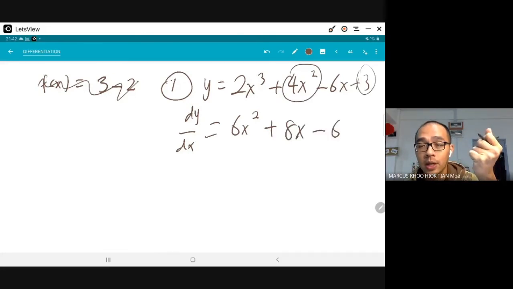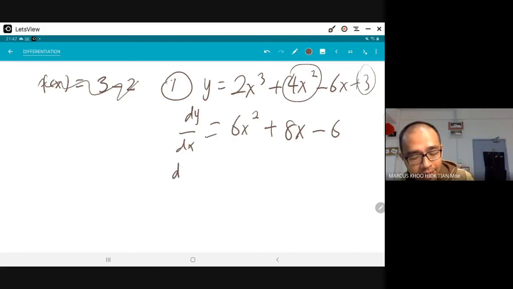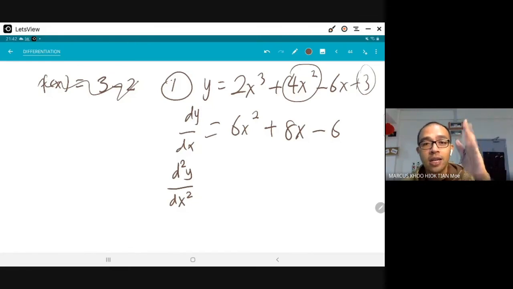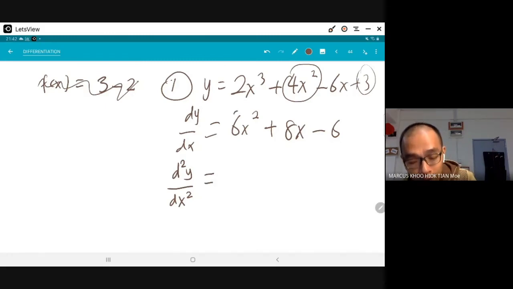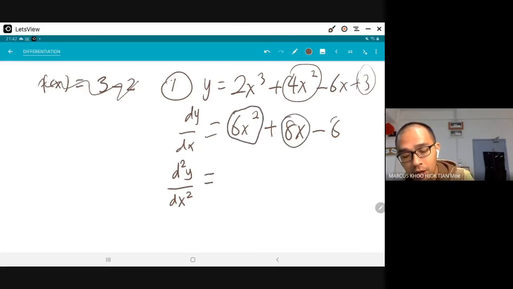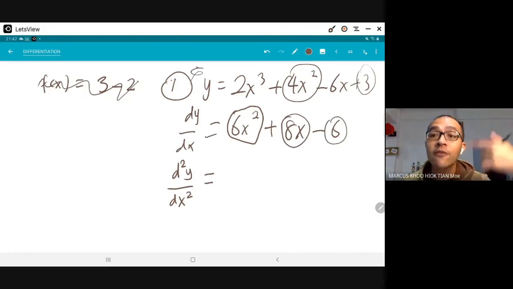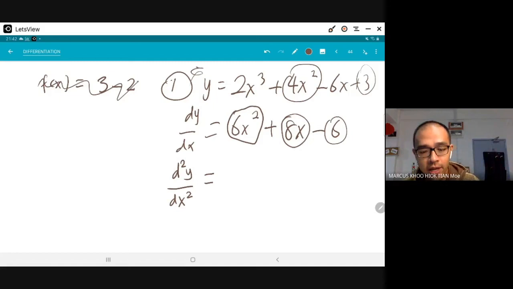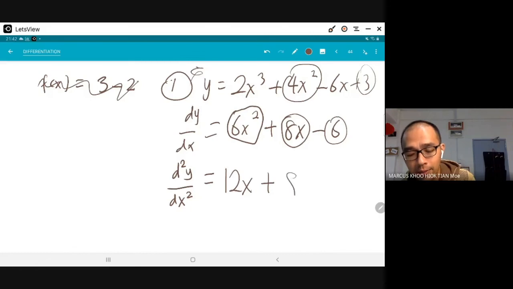Second derivative, second time you differentiate. Please notice how I write that squared. The first square is next to the d, the second square is next to the x. Don't swap them, you cannot swap them. So you differentiate these three. Don't look at the original anymore. You differentiate the differentiation, that is the second derivative. So 6x squared will give you 12x, plus 8x will give you 8. Minus 6 will give you 0, because the differentiation of a number will always be 0. So that's how we do it.